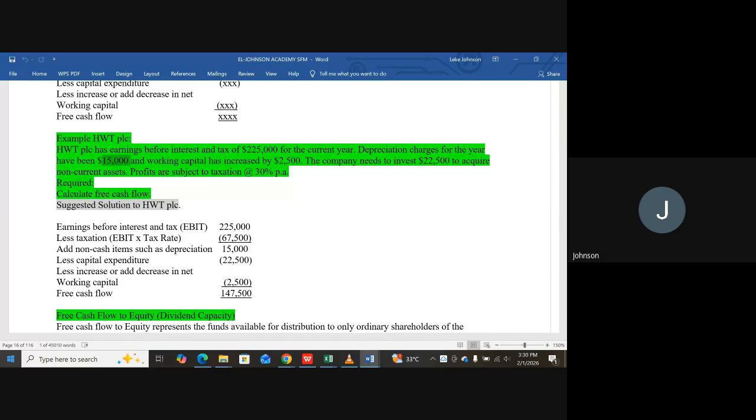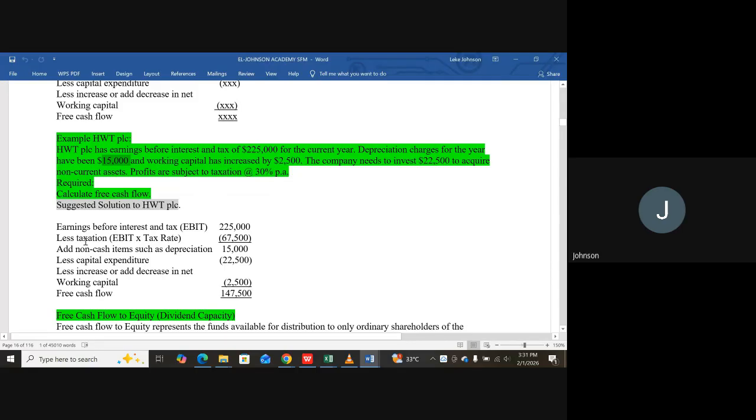So now the next thing we want to do is go a step further. Another thing we want to do is check this question. Insert those figures into this template and see what we have. The first thing is, where is our earnings before interest and tax? It's obvious. This is 225,000. We pick it. The next thing we now say is we need to less taxation.